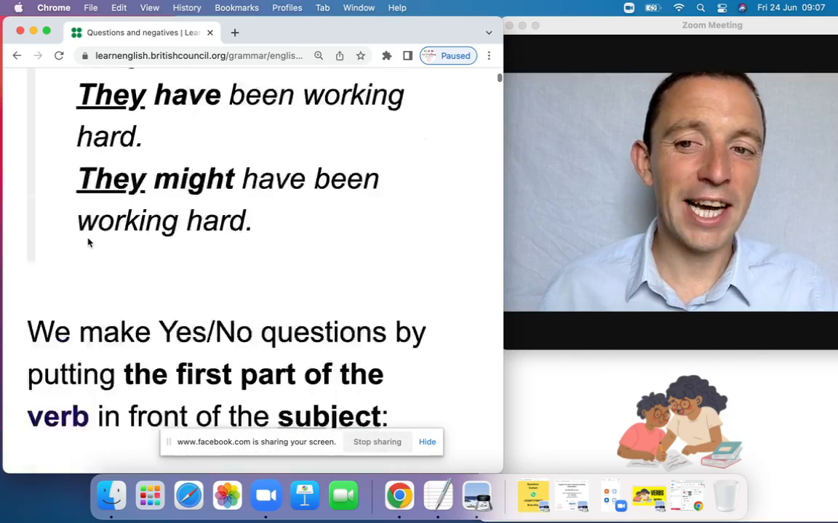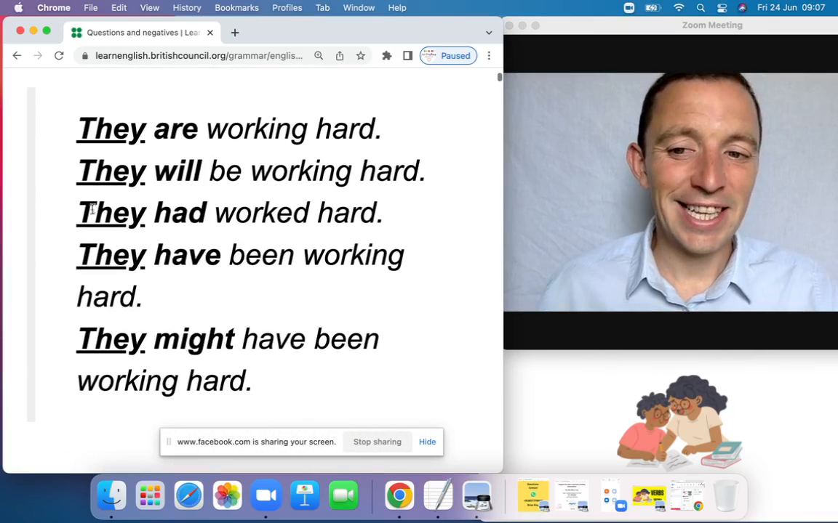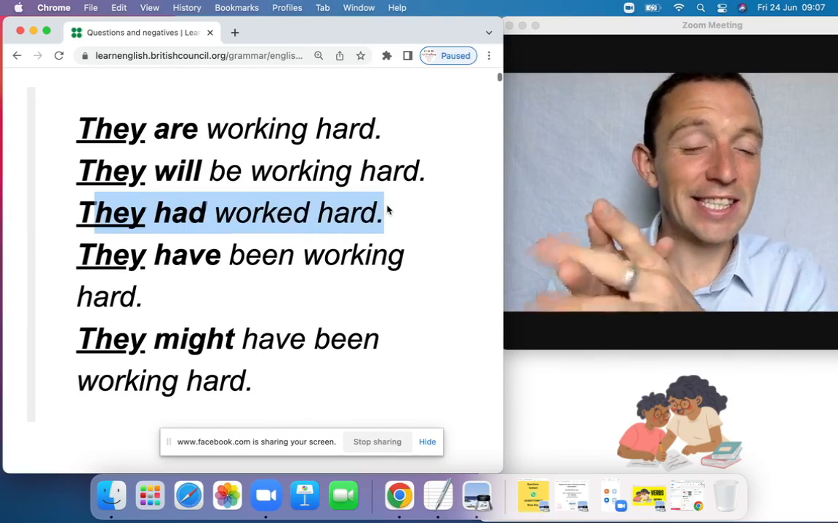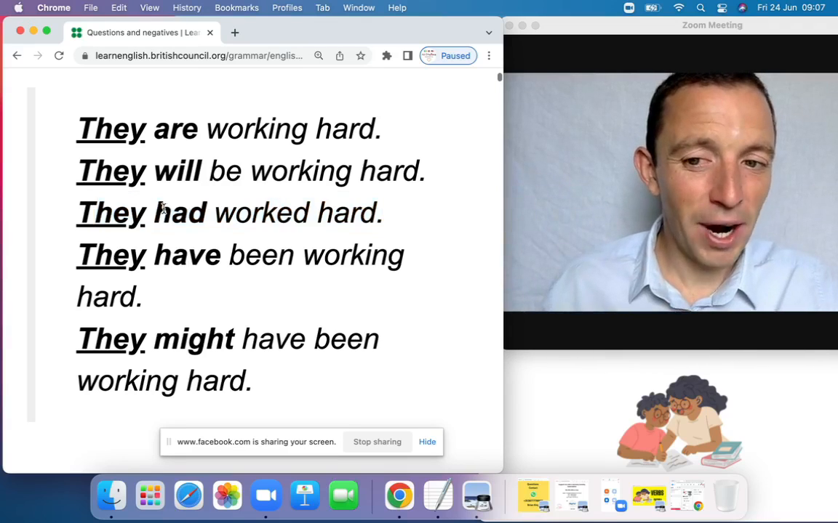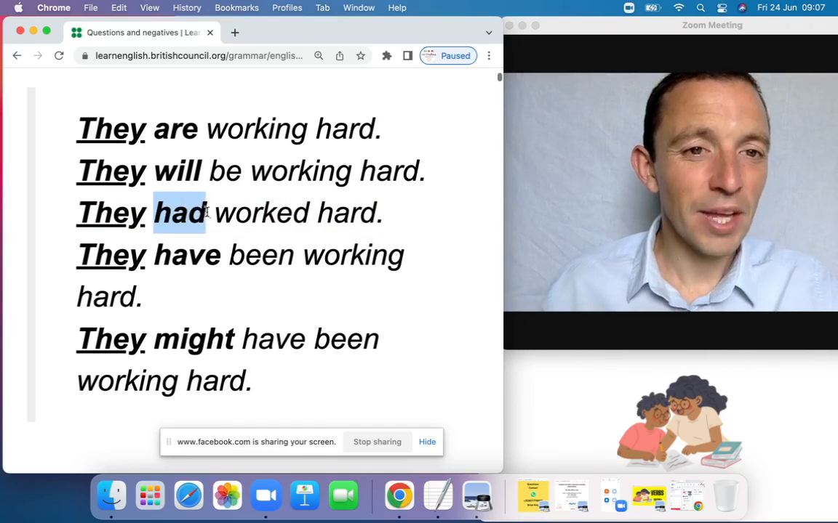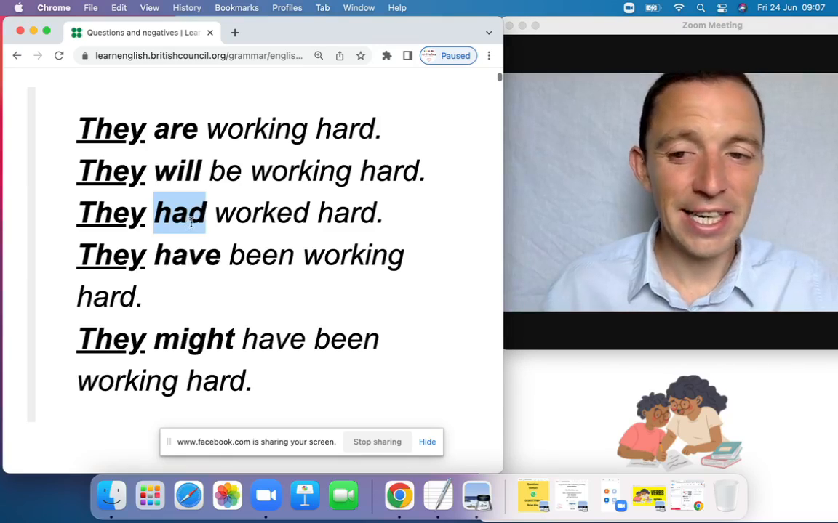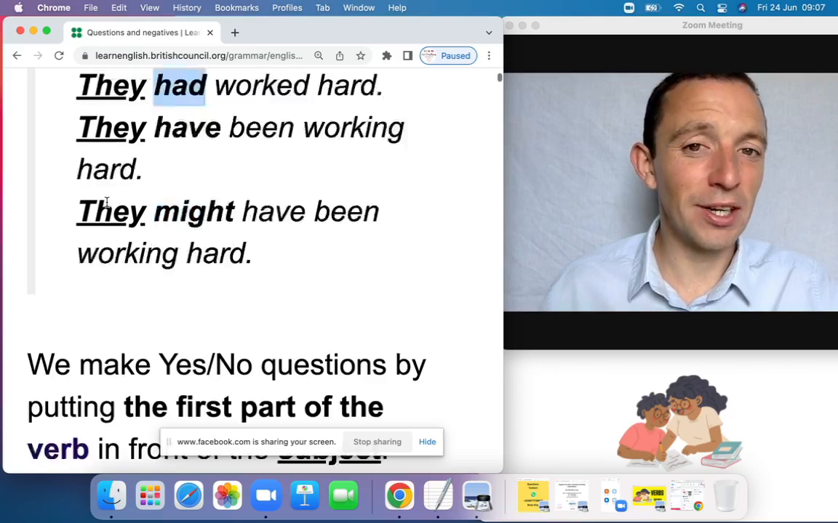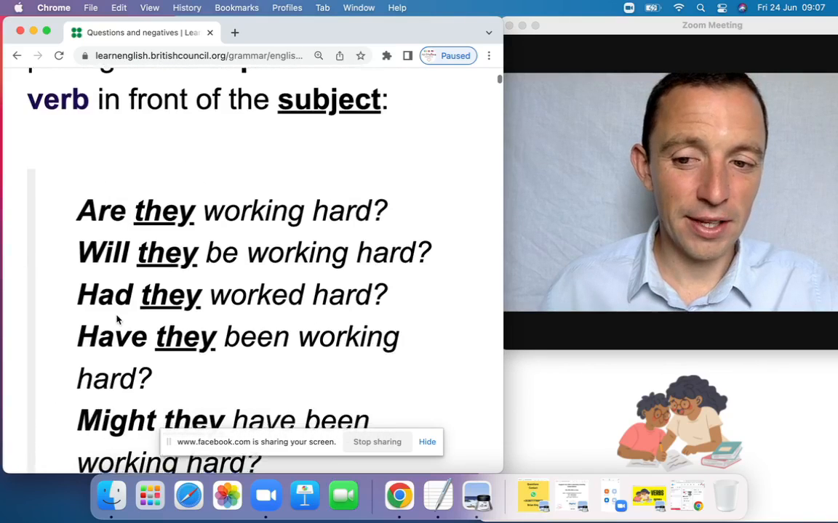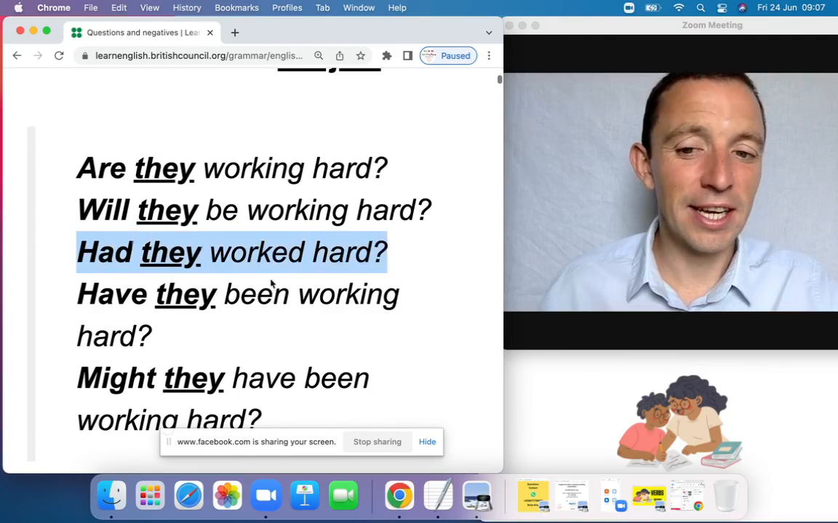Okay, and we look at the next one again, number 3. They had worked hard. That's the affirmative. That is the past perfect. The first part of the verb is had. And to create the yes or no question, we put had before the sentence. Had they worked hard should be the question. Had they worked hard, correct.